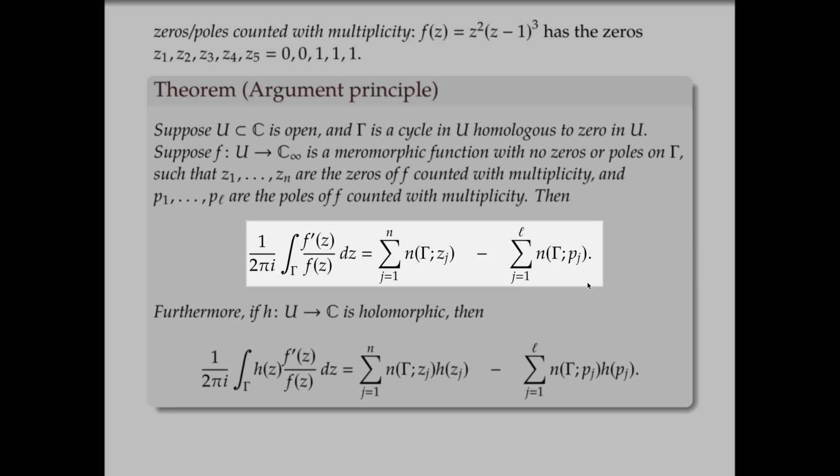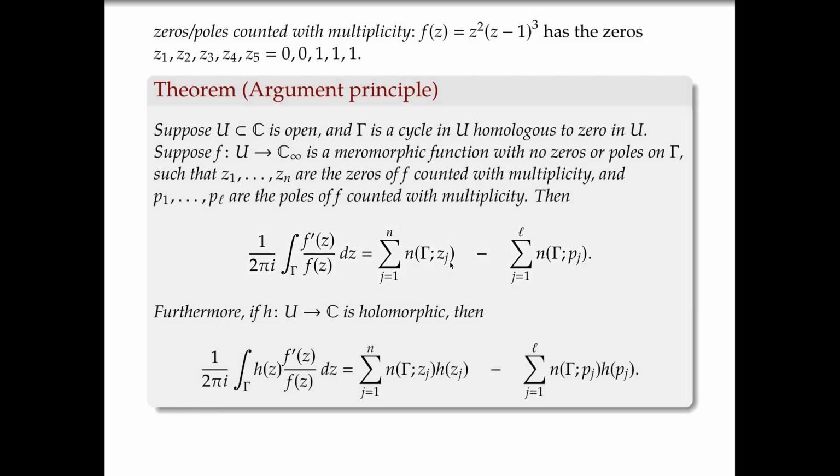We have this integral of f prime over f around gamma, which really is counting the zeros and counting the poles. What it does is basically add up all the winding numbers around the zeros and subtract all the winding numbers around the poles. Now actually this is the term that we're going to prove, and this is quite often a useful variant of the theorem.